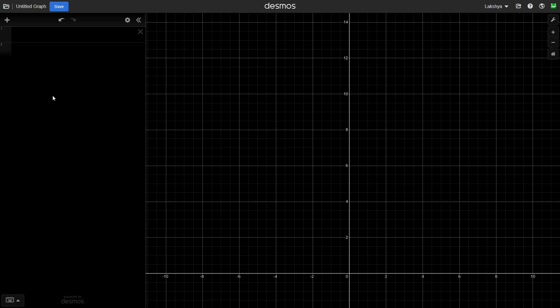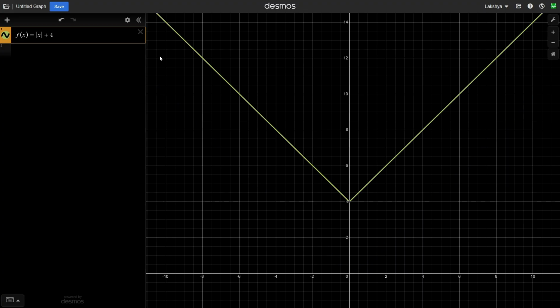So let's get started. I'm going to start by inputting a function f of x. Let's say this function is the absolute value of x plus 4. Notice here our parent function is the absolute value of x, and I just added a vertical translation of 4 units up. So everything is being moved 4 units up.